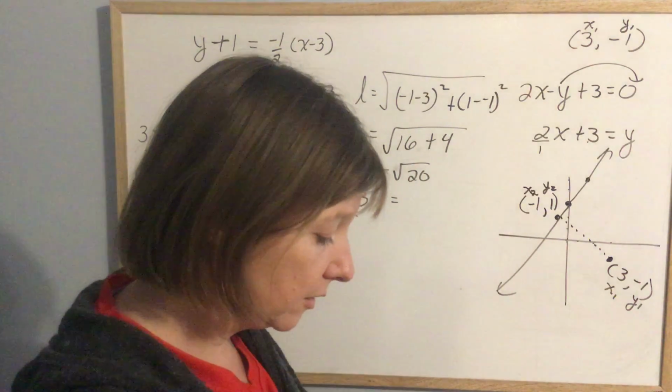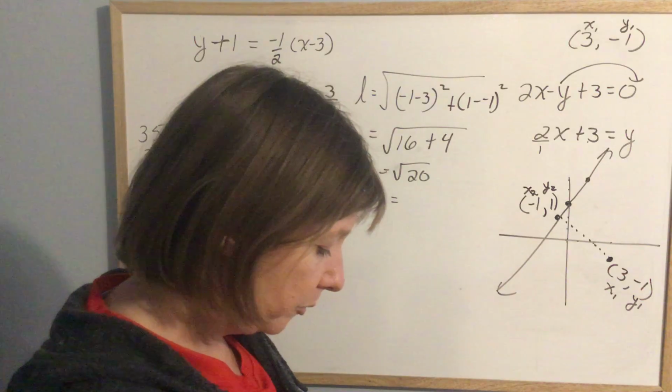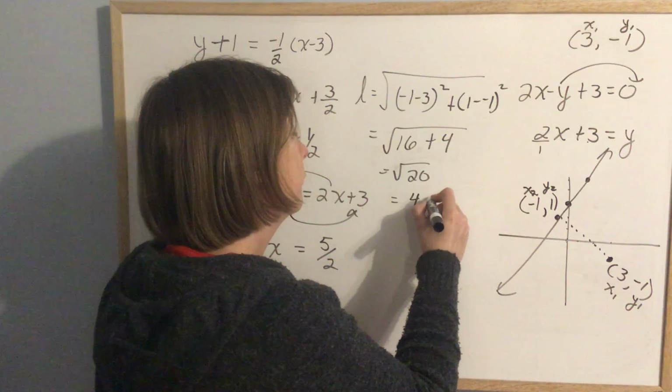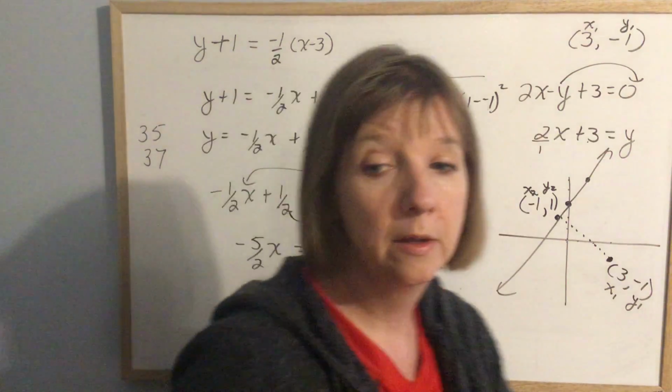And they said the nearest tenth. So it should be 4.5. Yep, it is 4.5. All right.